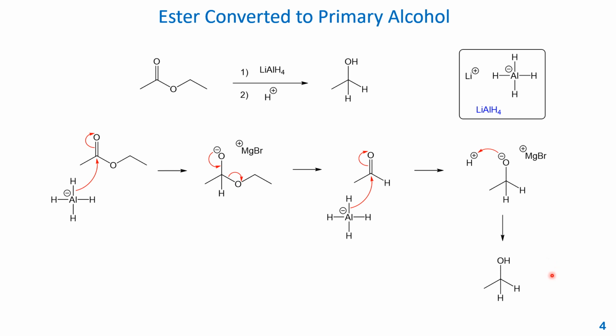So we have a choice, right? It's flexible. If you want the primary alcohol, we can use the hydride, lithium aluminum hydride, to reduce the ester. If we want the tertiary alcohol, then we can use a Grignard reagent.